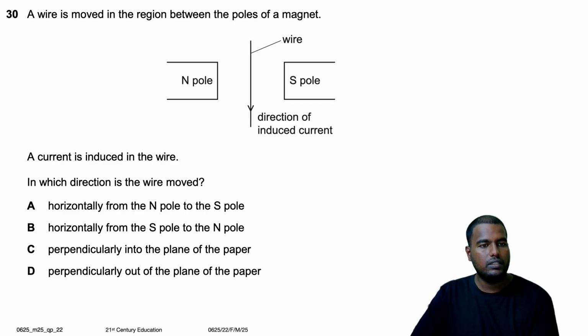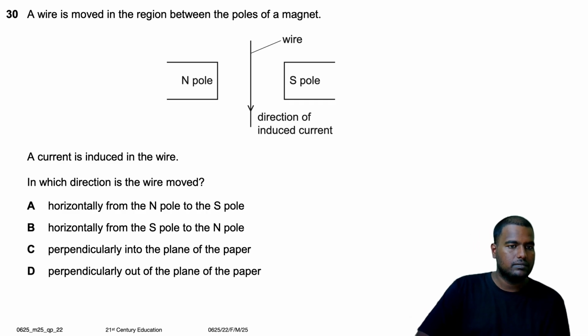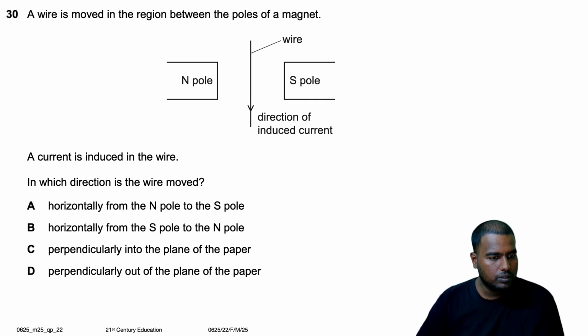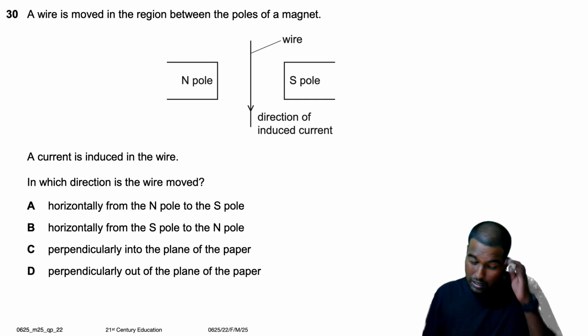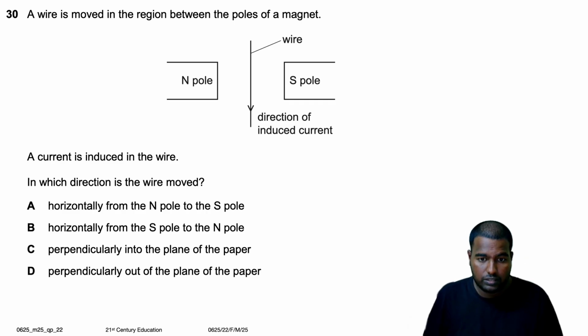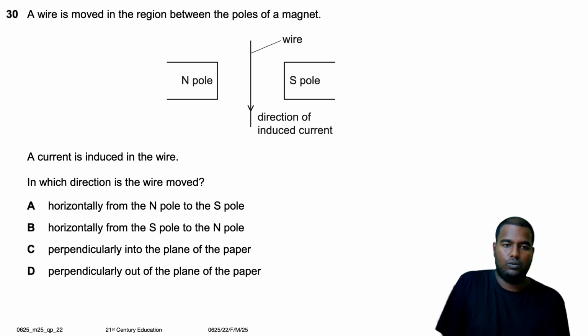A wire is moved in the region between the poles of a magnet. A current is induced in the wire. Which direction is the wire moved? Okay. The current is induced downwards. So force is given and current is asked. So it's a generator rule, Fleming right hand rule.